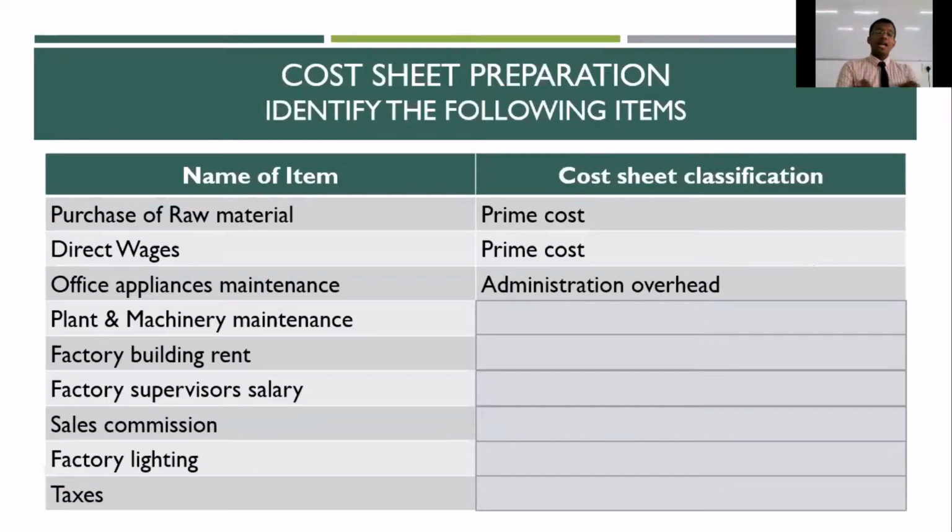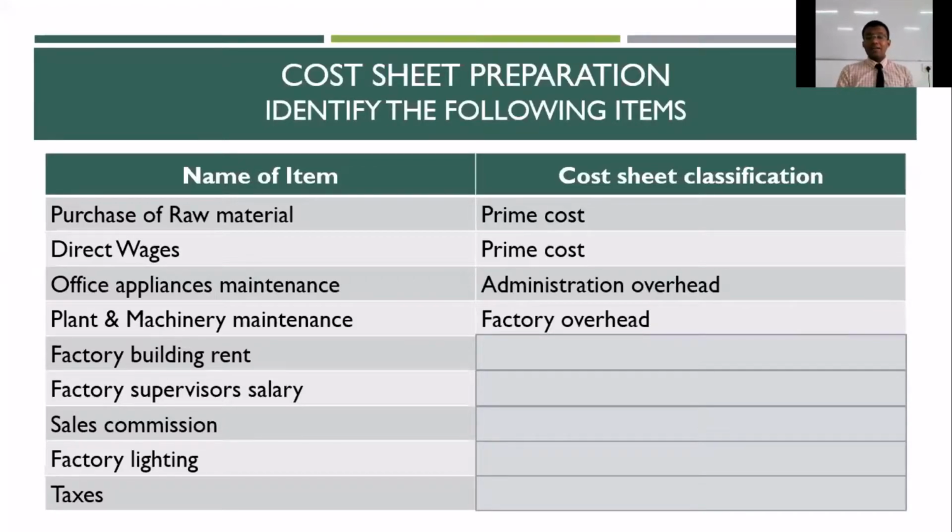Next one, plant and machinery maintenance. So plant and machinery maintenance, what does this item mean? You would be having machinery in your factory, and you would be carrying out some kind of maintenance, and there would be some level of outflow of money that is involved in this, and this money is referred to as plant and machinery maintenance. So this is a part of your factory overhead. To be specific, this would be an indirect factory expense.